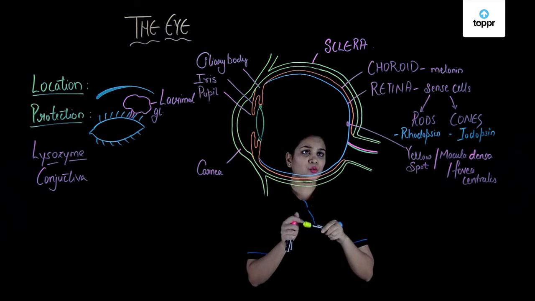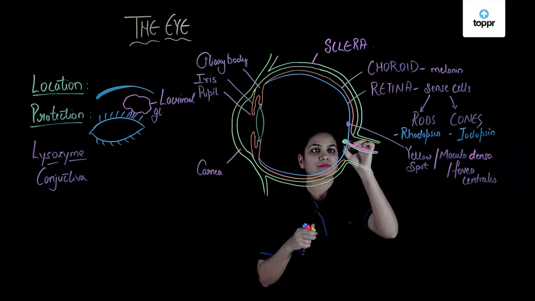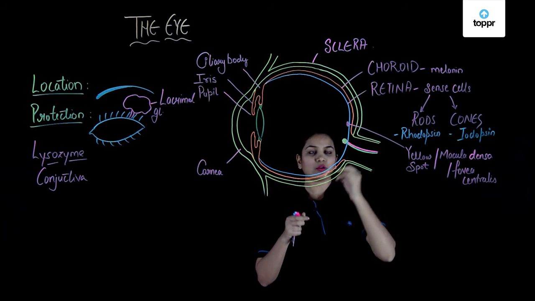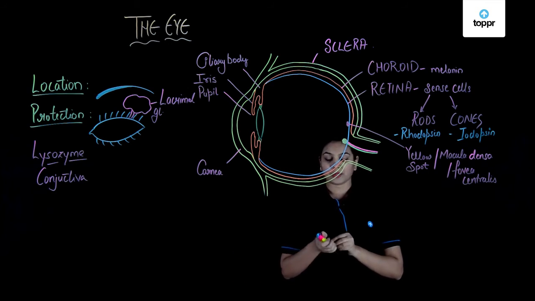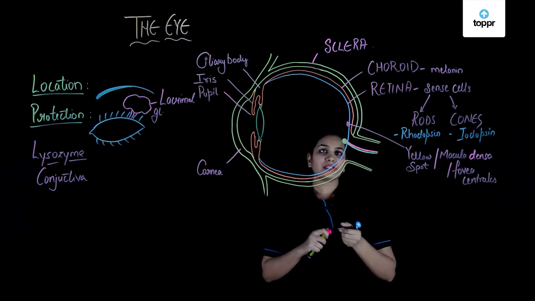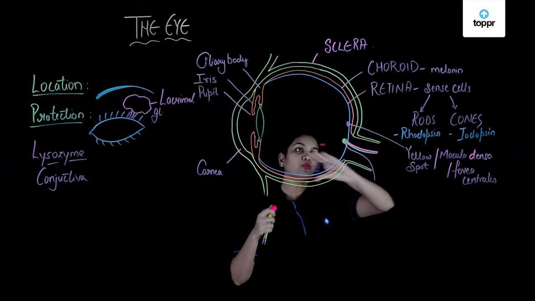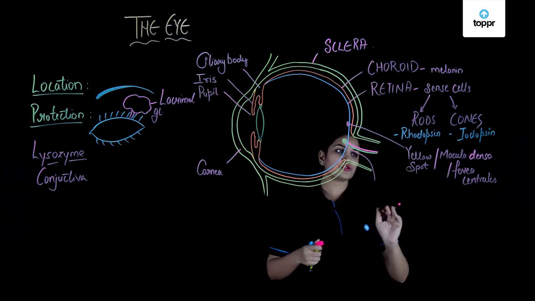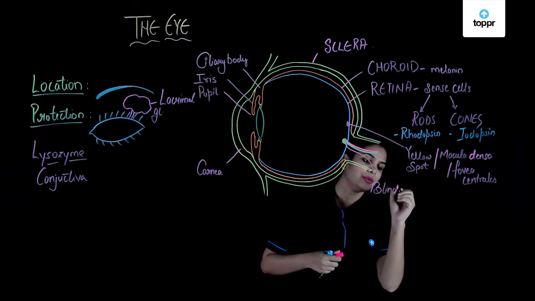Coming a little downwards, we see that at this point there are no images formed. And why is it so? Well, it is because at this point the optic nerve moves out of the eye and goes to the brain. So we call this spot the blind spot.